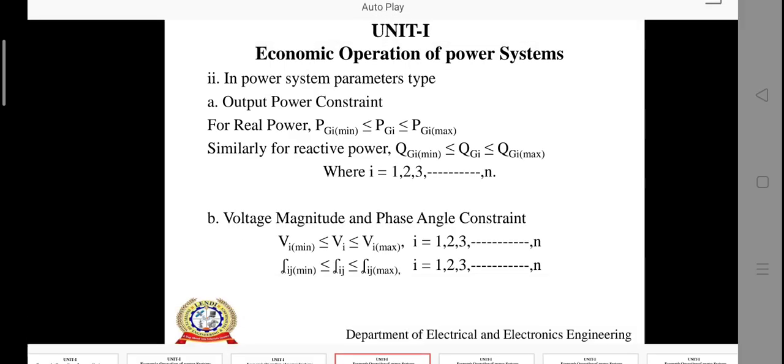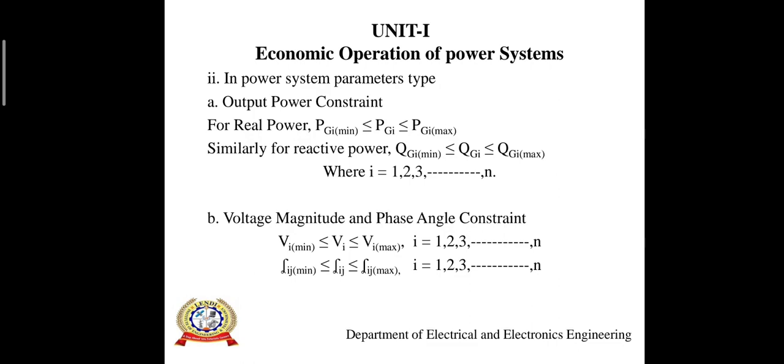Now, according to power system parameters, the inequality constraints are output power constraint, voltage magnitude and phase angle constraint, dynamic constraint, spare capacity constraint, branch transfer capacity constraint, transformer tap position or setting constraint, transmission line constraint, and security constraint. So like that, different basic constraints are there in power system parameters.